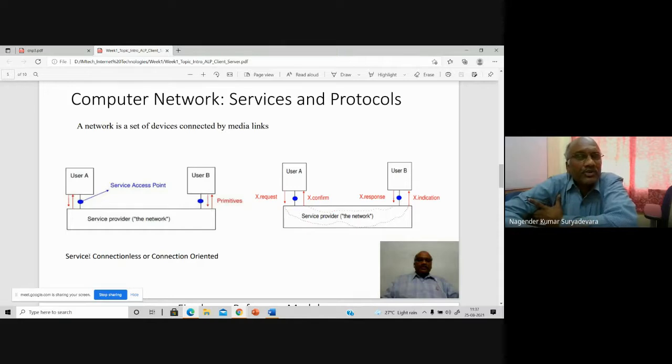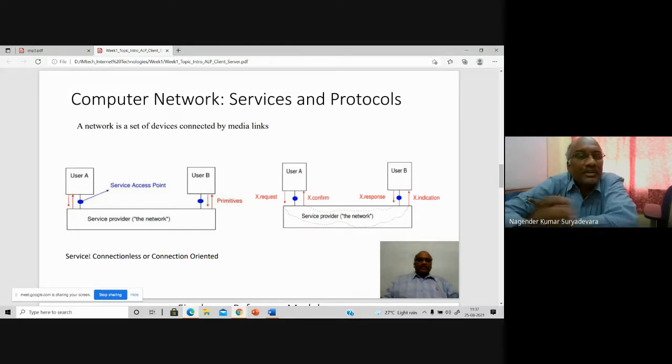These are services. Please don't misunderstand this as a cable connection. Don't think there is a cable connection between computer A and computer B. No, these are called services. Services means programs, which are running on those respective devices or computers. So the programs which are trying to exchange data between user A and user B may have connection establishment, connectionless or connection oriented. There are certain advantages and of course disadvantages for both of them, connectionless as well as connection oriented.